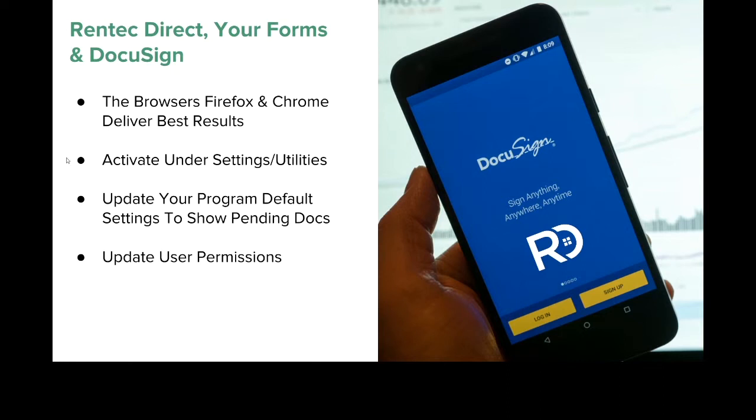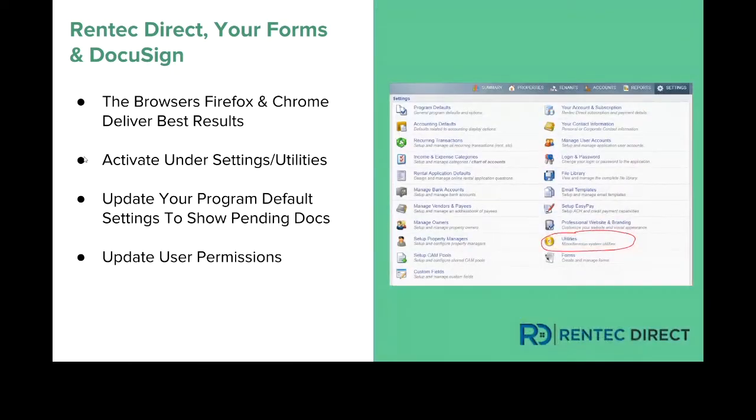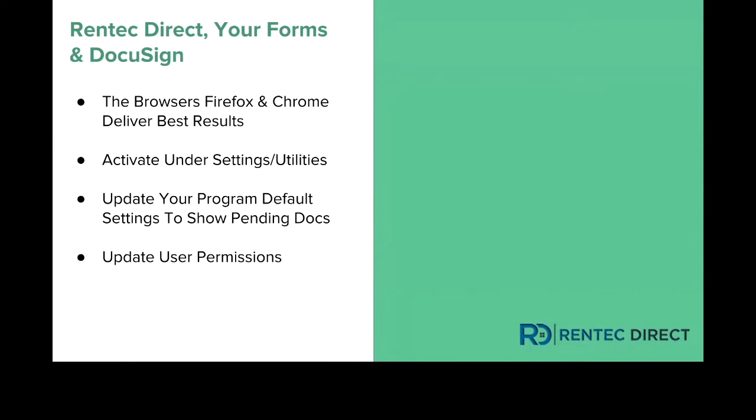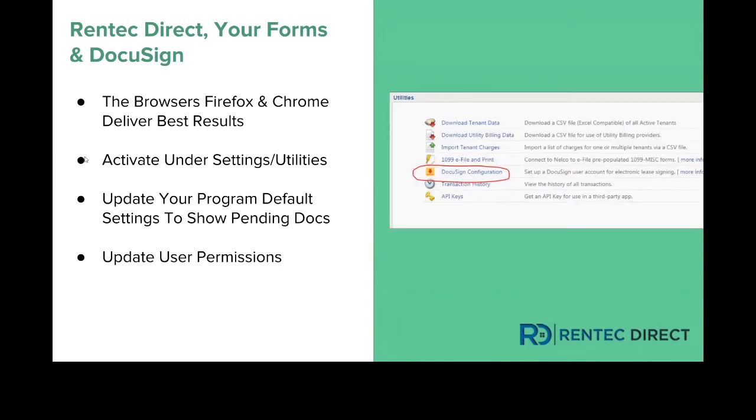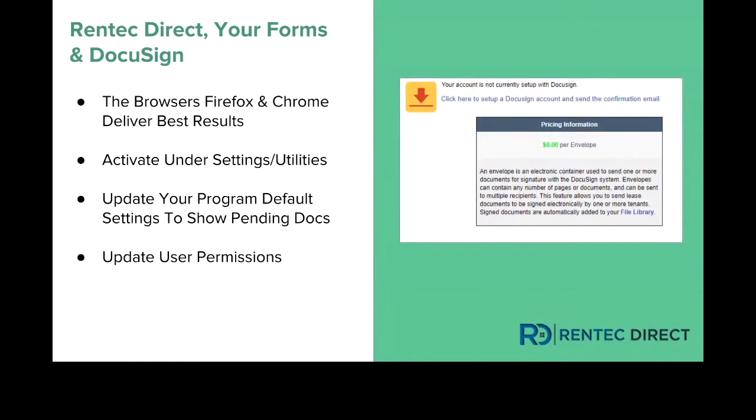So there are easy steps to follow to activate your Rentec account to have DocuSign access. So first, you're going to go over to your settings and utilities, and you're going to see the option to configure your account for DocuSign. And just simply follow that link you see right here. It's going to show up on your screen, and there are instructions that are provided there.